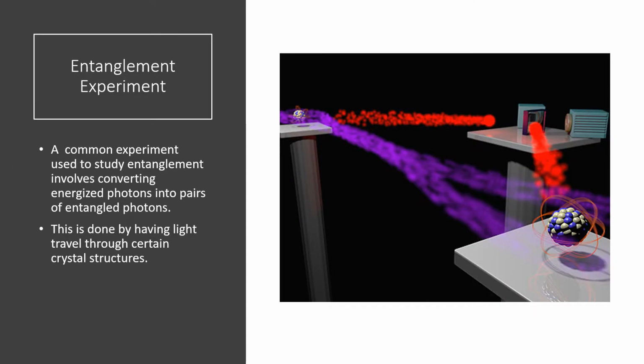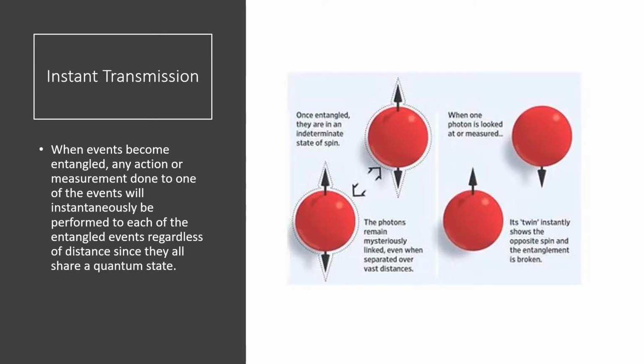Particles can be entangled in different ways. The most common experimental method is to emit energized photons through certain crystals to convert them into entangled photons. When particles become entangled, any action or measurement done to one will instantaneously be performed to the other. When this happens, however, entanglement is immediately broken. This instant transmission of information can occur at any distance.